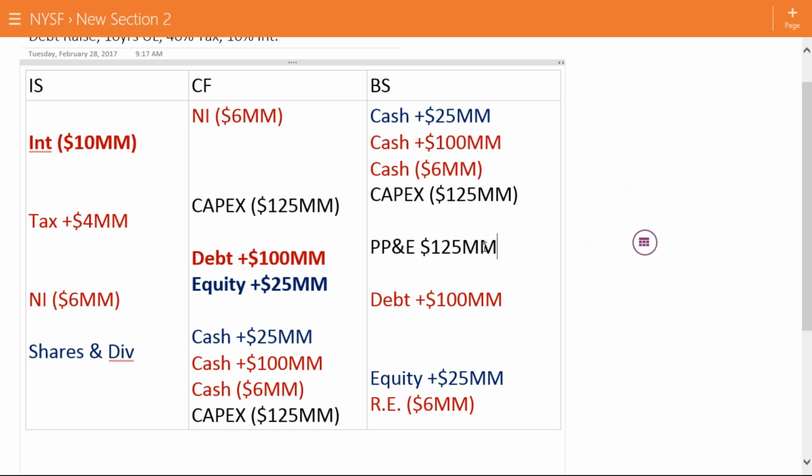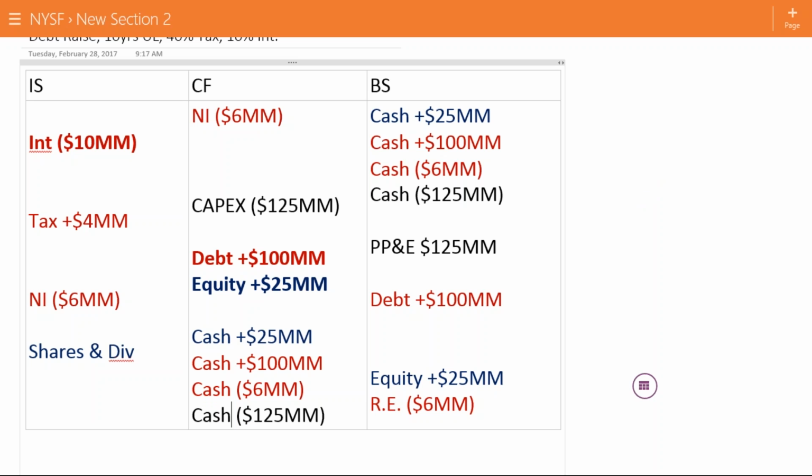CapEx, say it again? Cash. Oh, I see. Yeah. Thank you. Cash down, asset up. Same thing as in the last slide. Cash down, asset up. Thank you. That's the way I copied it. Real simple. Cash down, asset up. But there's nothing else, except the idea that over a period, this CapEx will cause depreciation.